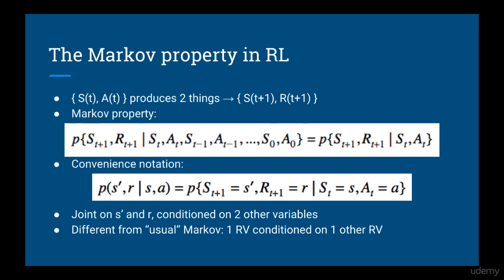So how is this different from the usual way we write the Markov property? Well, notice how this is a joint distribution on S prime and R. So it's telling us the joint distribution of two variables conditioned on two other variables. This is different from the usual Markov form, where we have only one variable on the left and one variable on the right.